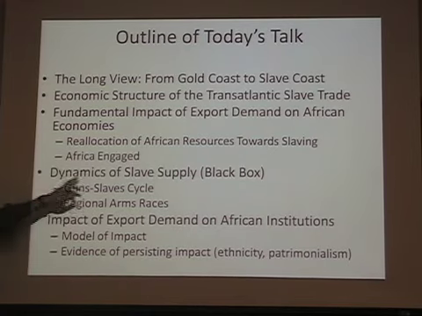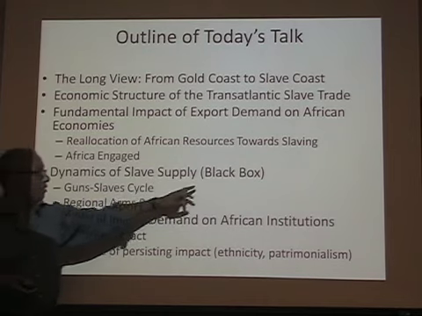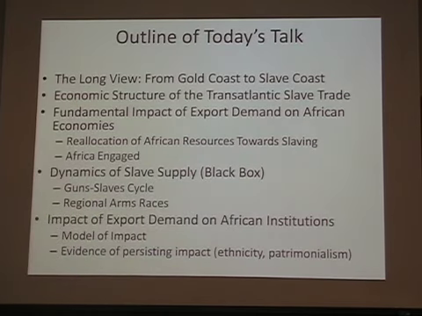Then I look at the dynamics of slave supply, and that's typically referred to as a black box because we have very little direct observation on how that happened, because it happened in the interior. During this period of time, Africa is non-literate, and much of the literary evidence that we have from this period comes from either Muslim observers from the north or European observers from the coast. And they're not seeing this, so it's referred to as a black box.